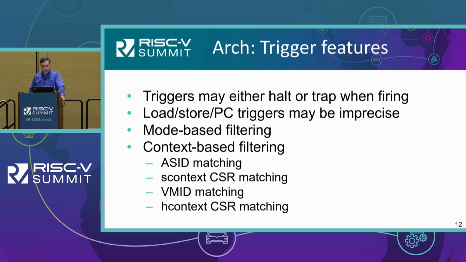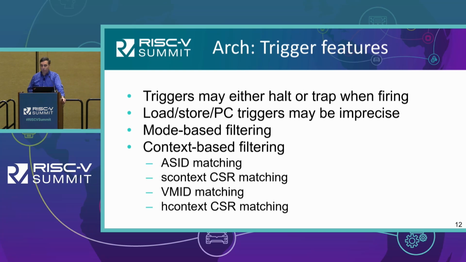So all the triggers can either halt or pass control to an external debugger, or they can trap and pass control to a native debugger like GDB on Linux. The load store and PC triggers I mentioned are architecturally allowed to be imprecise. Well, that's not really a super great idea, but the architecture said it's probably better to have some imprecise debug capability than to have no debug capability at all.